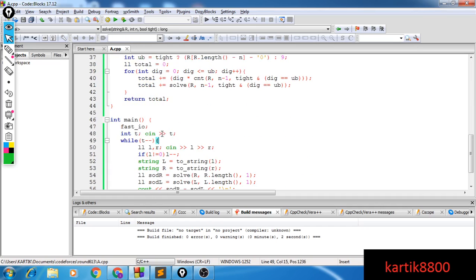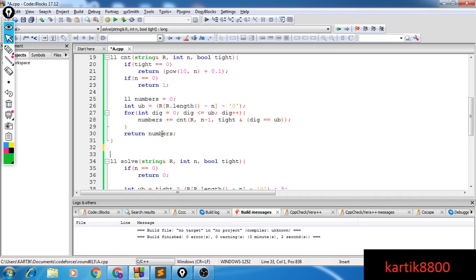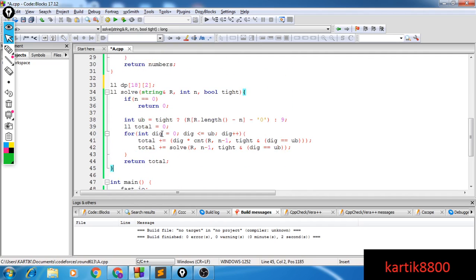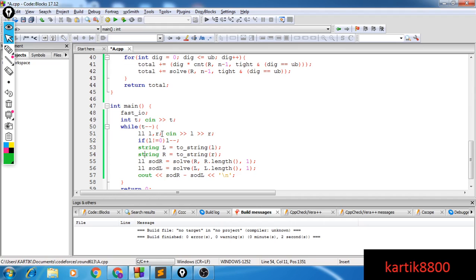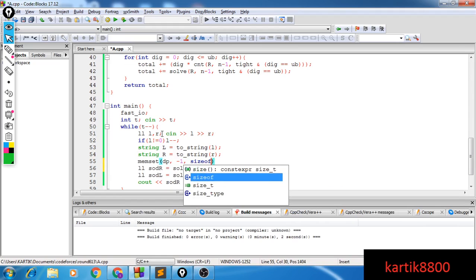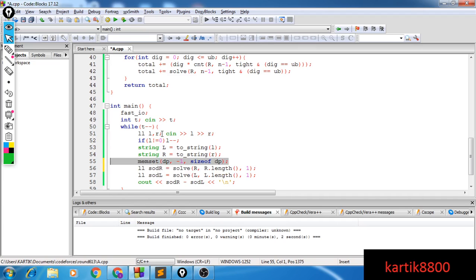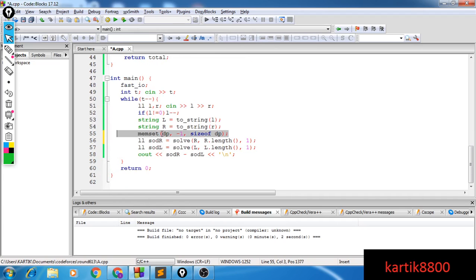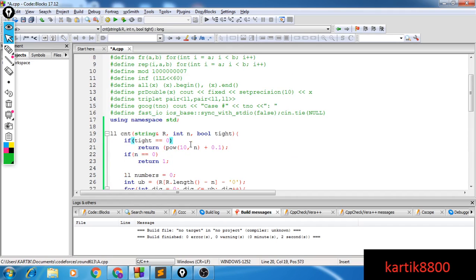Now I've still not applied the dynamic programming in this. So I think according to the constraints, R can have at most 15 digits. So let's say 18 for that. And tight is obviously either 0 or 1. So now I have a DP table that I'm going to use. I'll initialize the table to -1, meaning that I have not solved a particular subproblem yet. And I'll have to call this memset every time before I call the solve function.